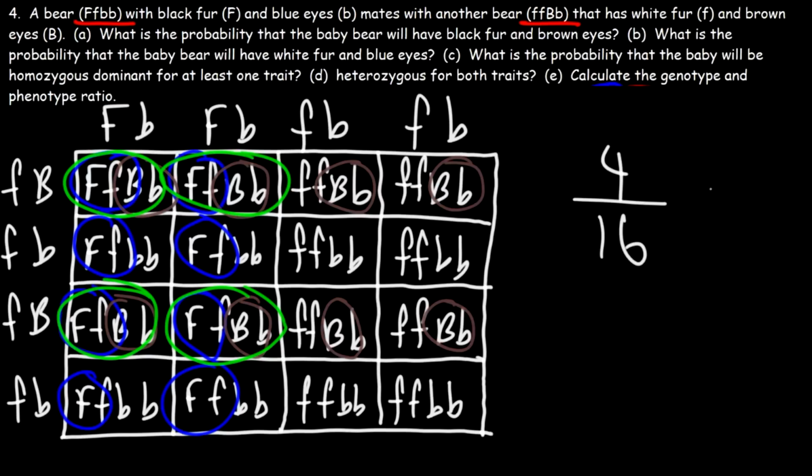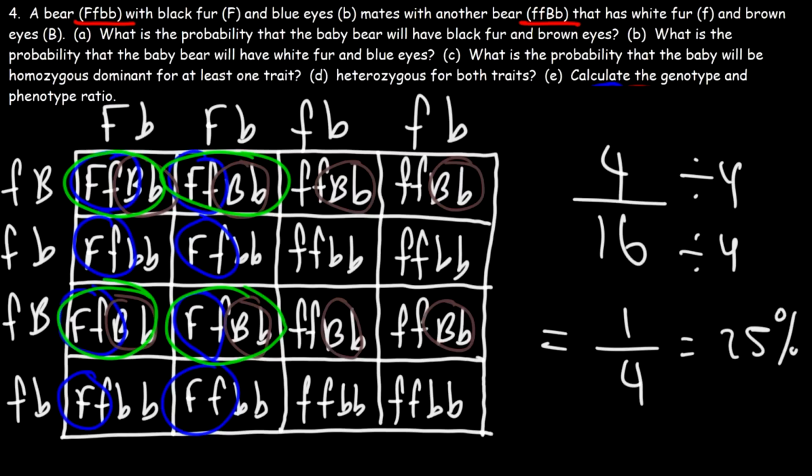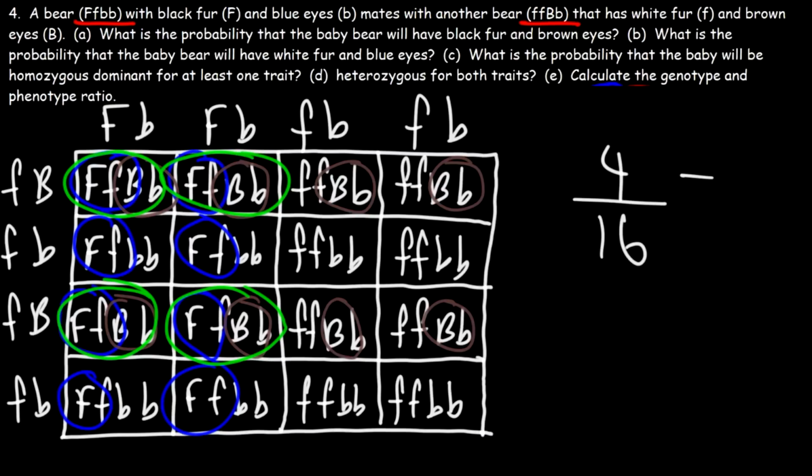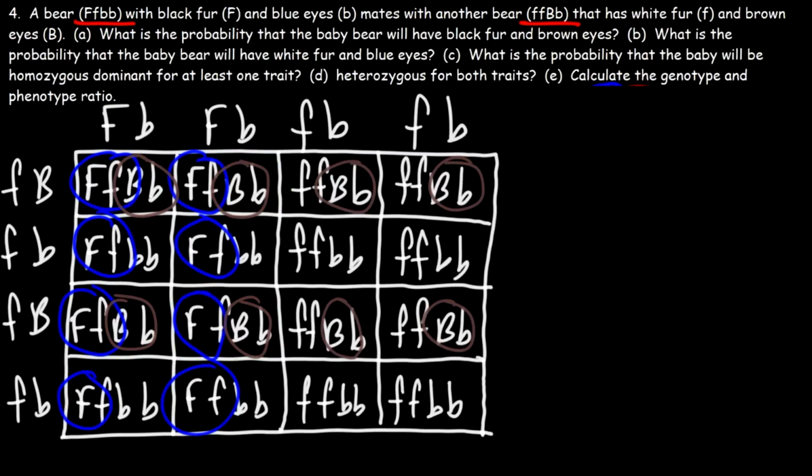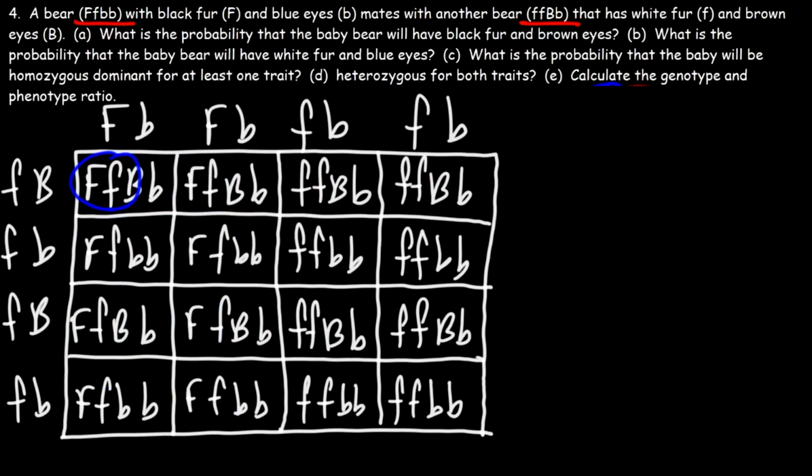If you divide both numbers by 4, you can reduce the fraction to 1 over 4, which is 0.25 or 25%. So this is the probability that the baby bear will have black fur and brown eyes. So now let's move on to part B. What is the probability that the baby bear will have white fur and blue eyes? Go ahead and try that.